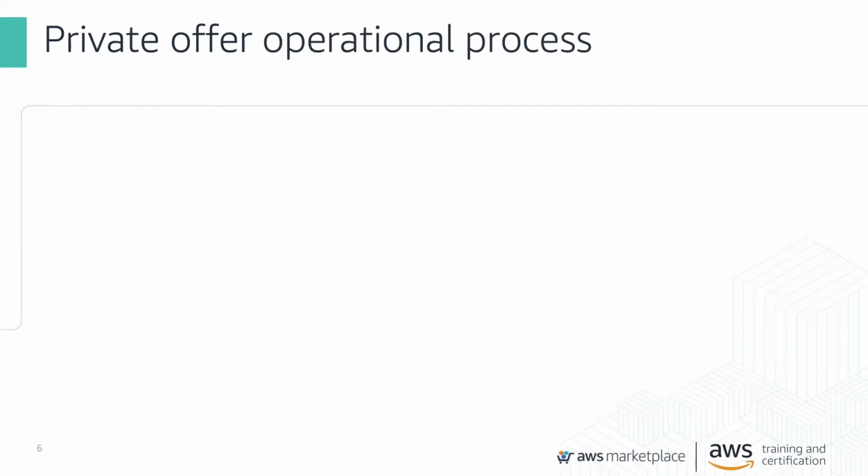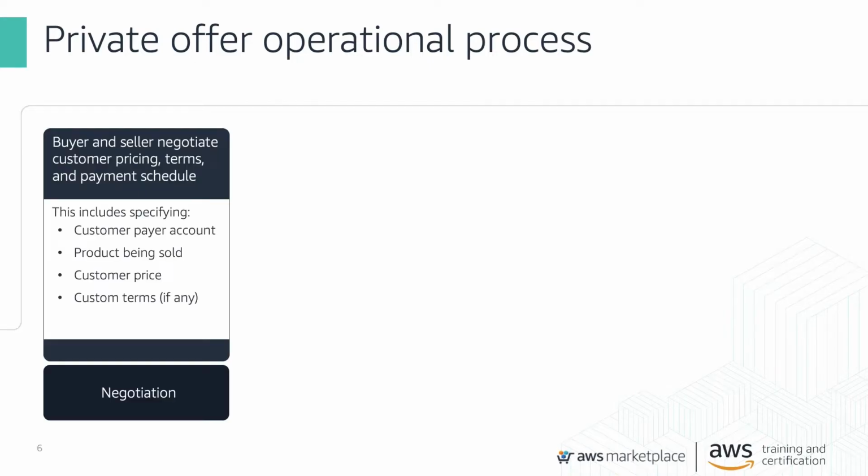Now let's take a deeper dive into the private offer operational process. First comes buyer-seller negotiation. This is when the buyer and seller negotiate custom pricing, terms, and the payment schedule. This step happens between the seller and the buyer independently, outside of AWS. For all AMI hourly products, the customer will be billed on the 3rd of the following month.